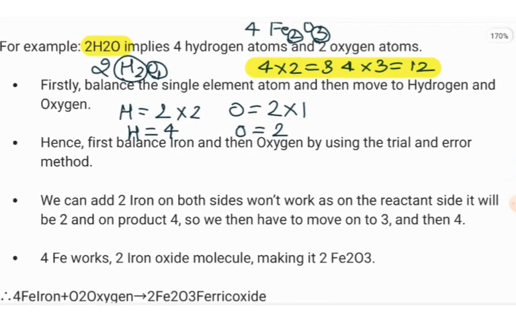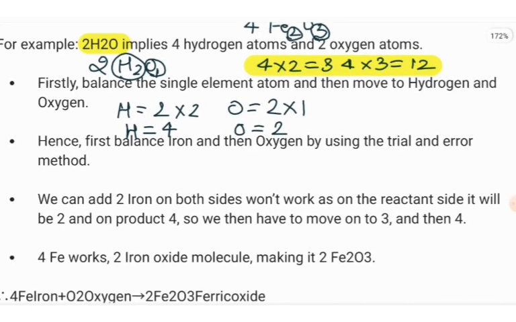You have to first balance the iron and then the oxygen by using a trial and error method. Now what does the trial and error method say? It says that we have to first of all add numbers one by one, side by side. Like we can add 2 iron on both sides, but it won't work, as on the reactant side it will be 2 and on the product side it will be 4. Now see how. Here we had Fe and here we had O2. Here it will give Fe2O3.